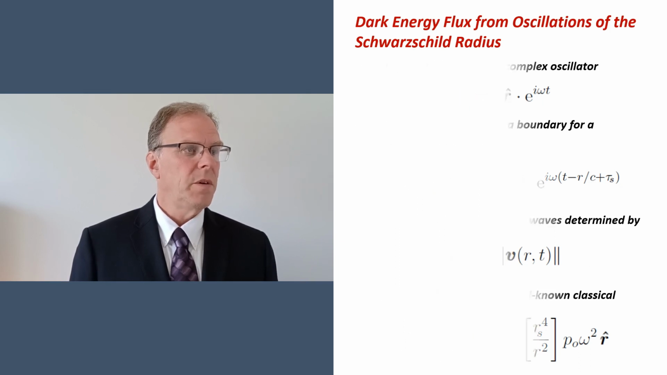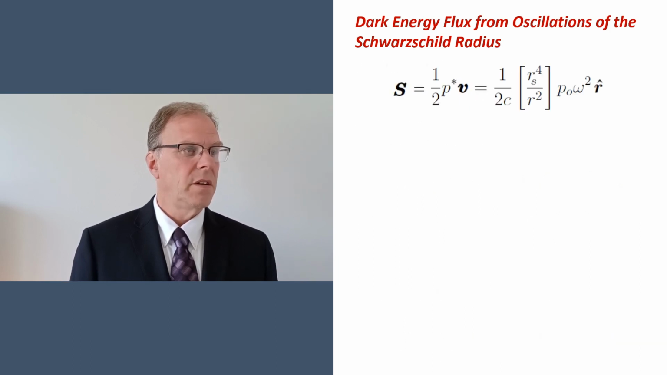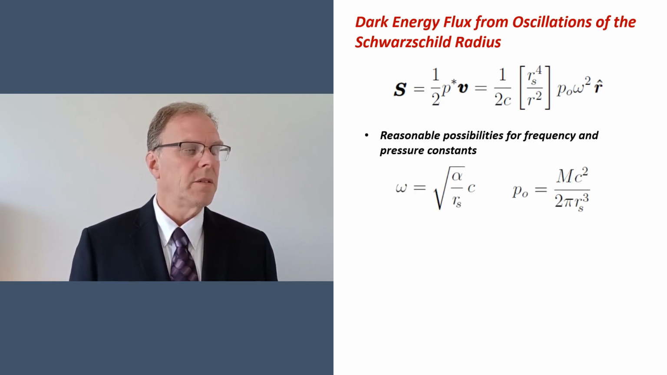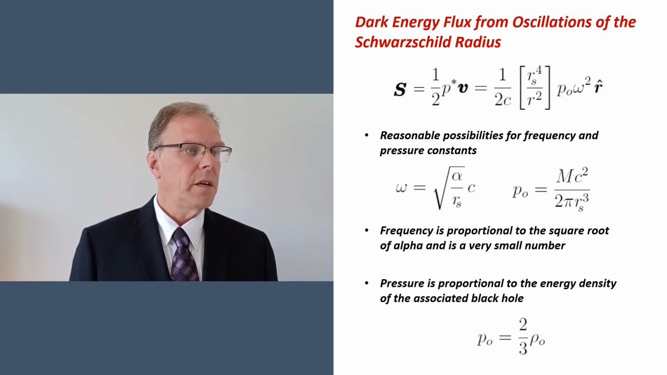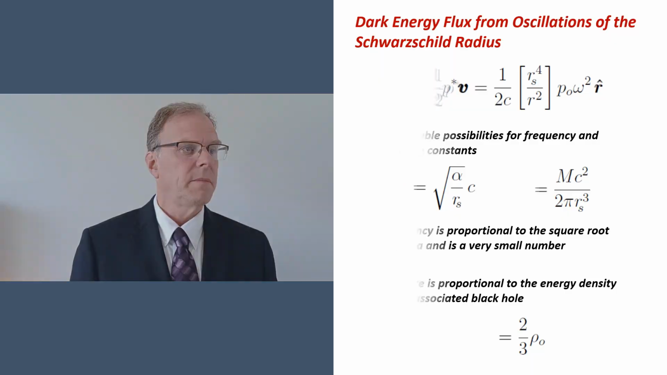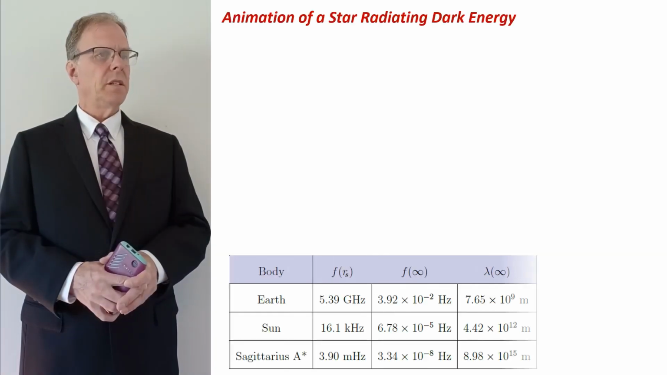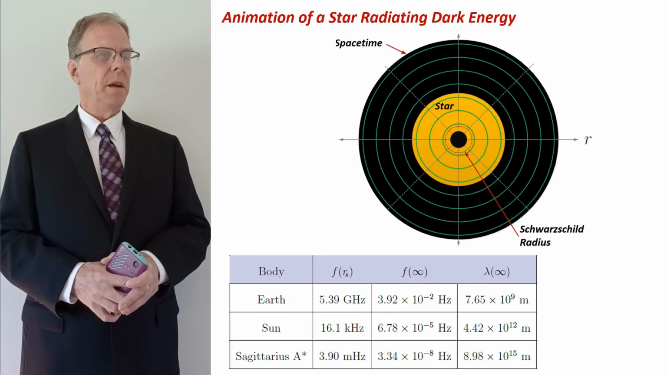In this equation, both the frequency and the pressure constant are unknowns, but we can make a reasonable guess for both. In these formulas, the frequency depends on the square root of alpha and is a very small number. The pressure constant is familiar as it is 2/3 the value of the associated black hole energy density. A graphic illustration of the flux is available from this animation.